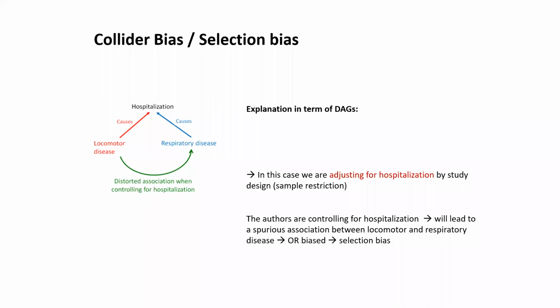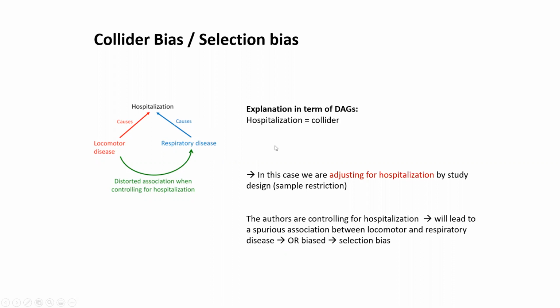When you talk about selection bias, it is a collider bias. I'm just going to give the example of Berkson's bias, which is one example of selection bias. And it's exactly the same as the one I gave you. So if you have locomotor disease, which is the exposure, that can cause hospitalization, and my outcome, which is respiratory disease, can cause hospitalization.